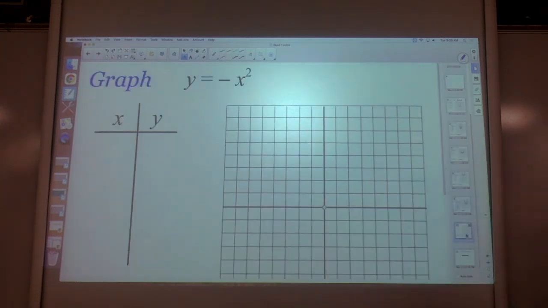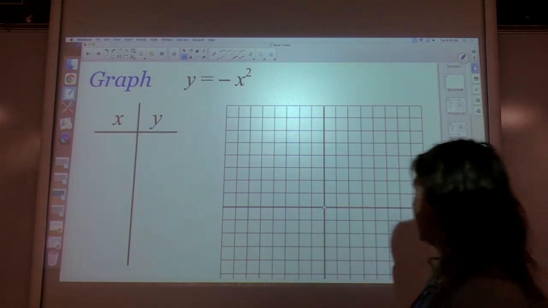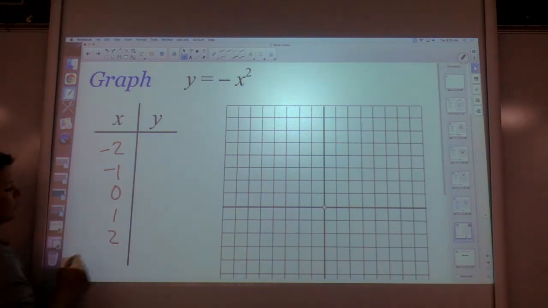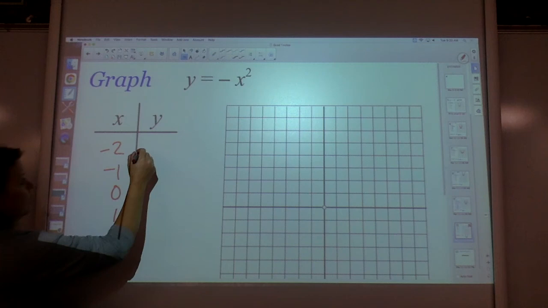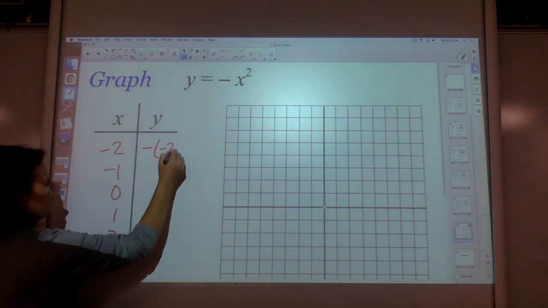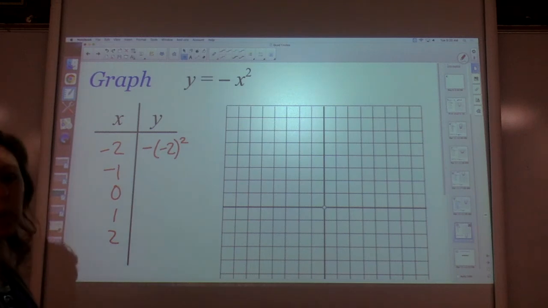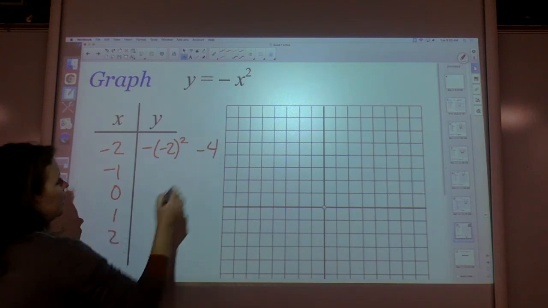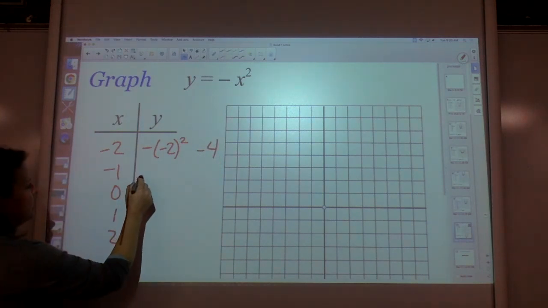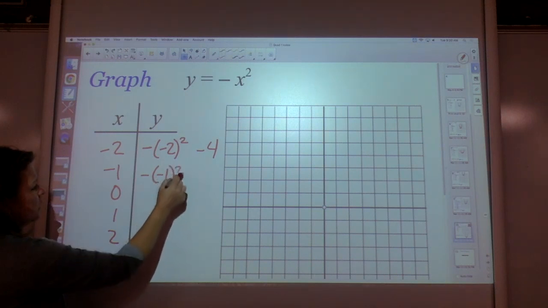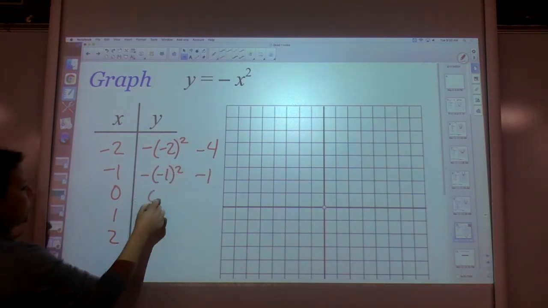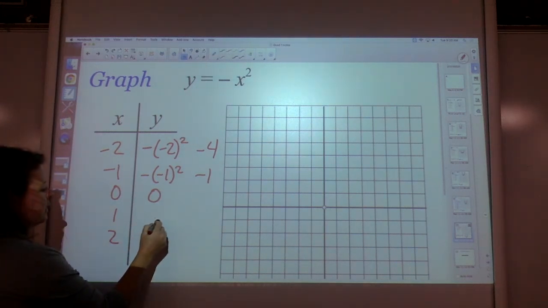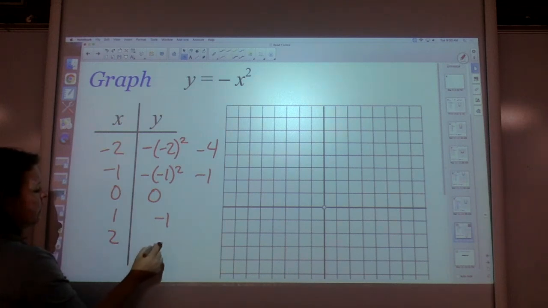One more. How about y equals negative x squared? We've got y equals negative x squared. We're going to try negative 2, negative 1, 0, 1, and 2. It didn't work for us last time, but we'll try it. And you'll get the opposite of negative 2 squared. That's how you have to write that in your calculator. The opposite of negative 2 squared, which will end up being negative 4. The opposite of negative 1 squared is negative 1. 0 squared is 0. Please don't put negative 0. The opposite of 1 squared is negative 1. The opposite of 2 squared is negative 4.